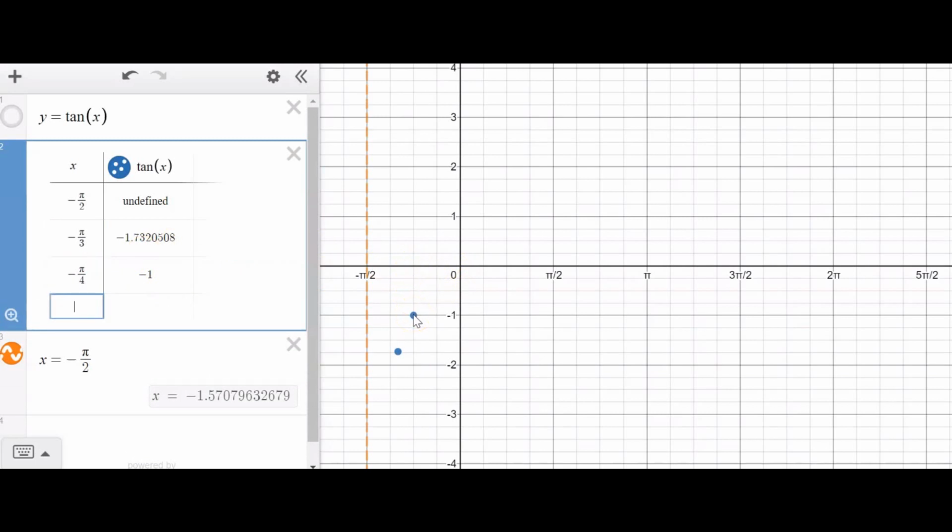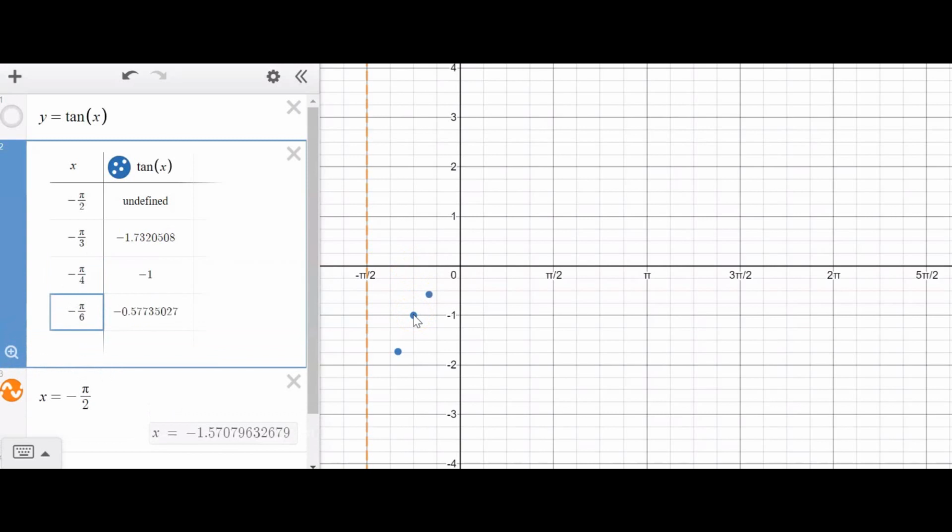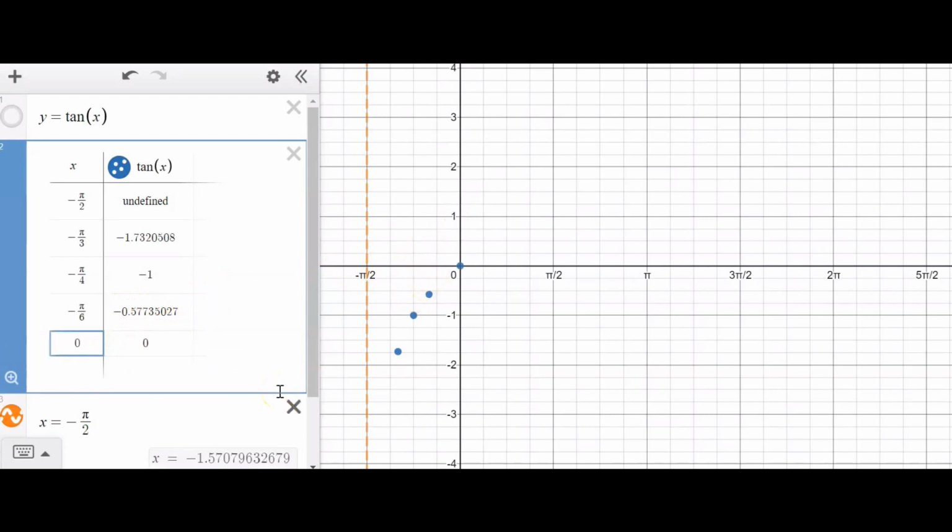Then we'll go to -π/6, which will give us square root of 3 over 3, but it's negative. And so this is negative square root of 3 over 3, which is the same thing as 0.5774. And so you can see in the graph here, this is negative 0.5774, okay? All right, then when we go to 0, tangent is 0. So we have the point 0, 0.